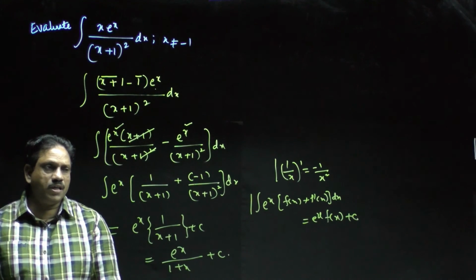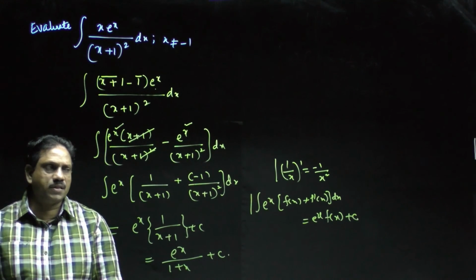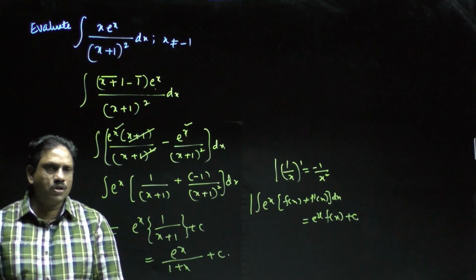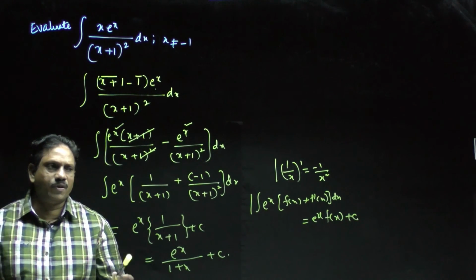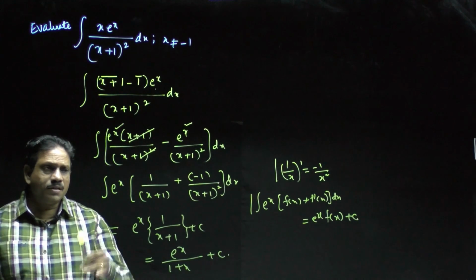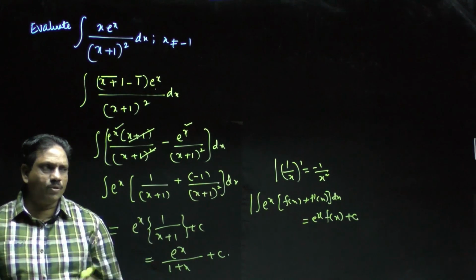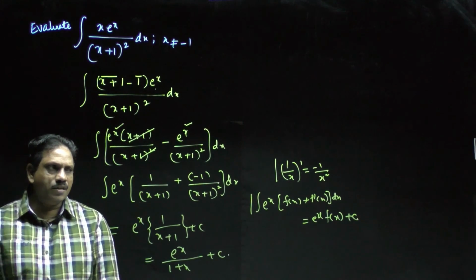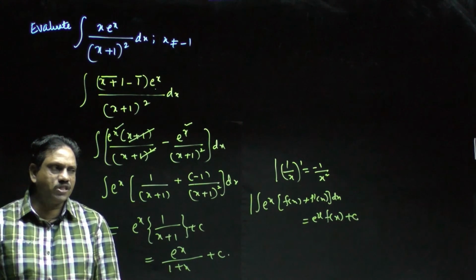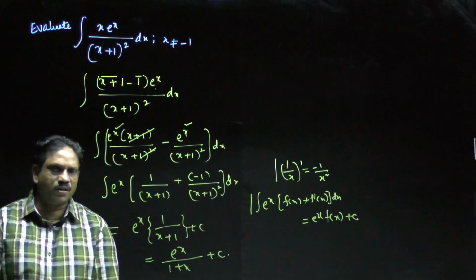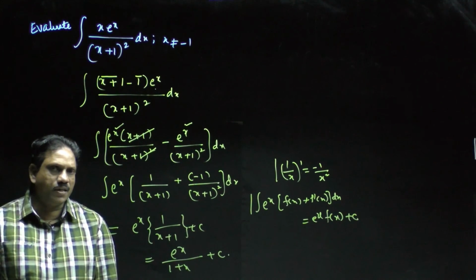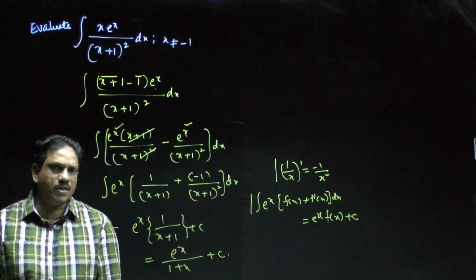See, you know the derivative of 1/x is minus 1/x^2. So the derivative of 1/(1 plus x) is minus 1/(1 plus x)^2. Now see, it resembles the result. Look at the result: integral e^x (f(x) plus f'(x)) dx, which is nothing but e^x f(x) plus c. So my final result is e^x into 1/(x plus 1), which is nothing but e^x/(1 plus x) plus c.